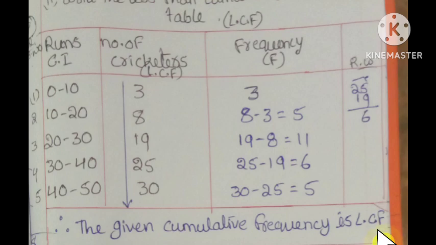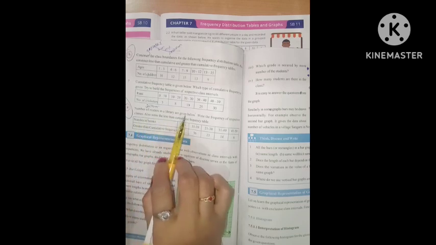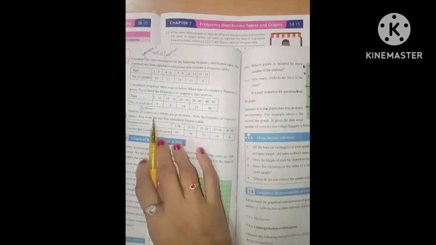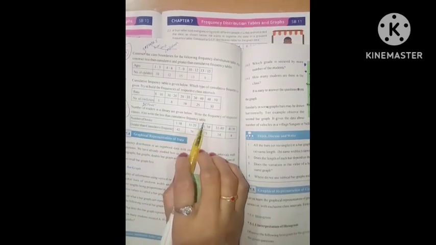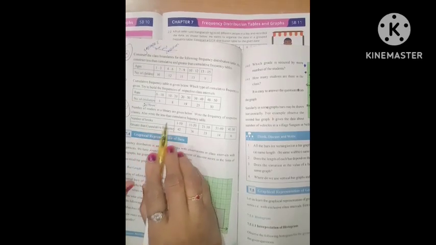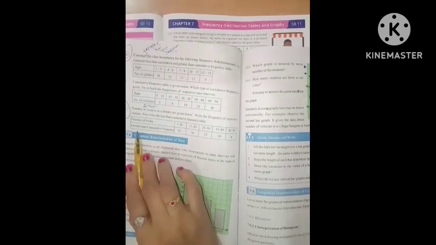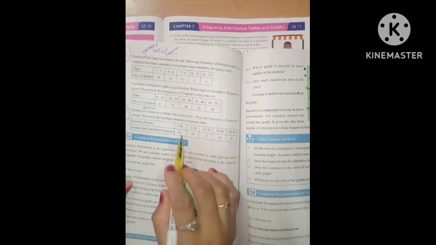Next, the eighth problem. First I read the problem in your textbook. The number of readers in a library are given below. Write the frequency of the respective classes. Also write the less than cumulative frequency table. The number of books and greater than cumulative frequencies are given.